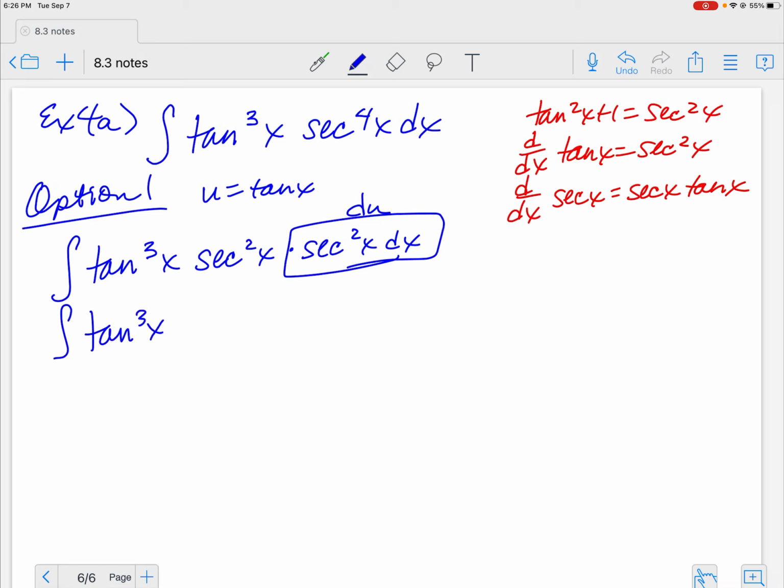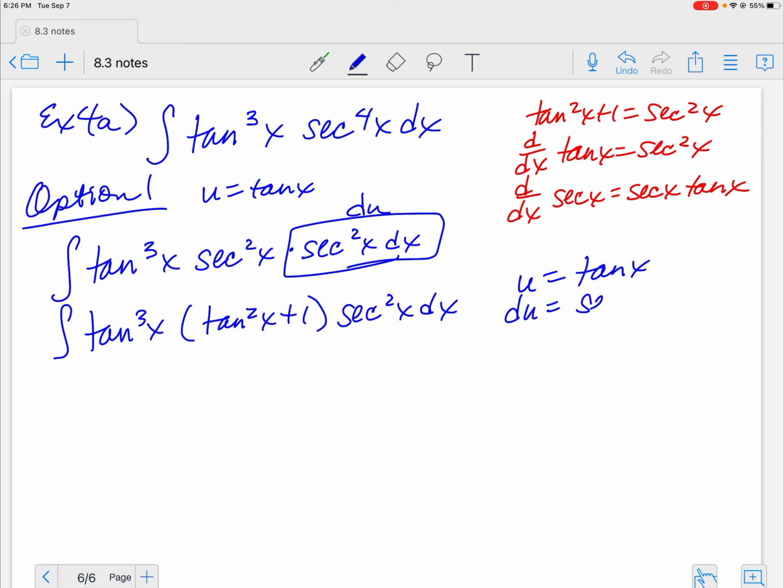So tangent cubed x, and then I'm going to use my identities because I want everything else to be in terms of my u. So my u here is tangent. My du is secant squared. And I have u cubed, u squared plus 1, du. And it just got real easy.